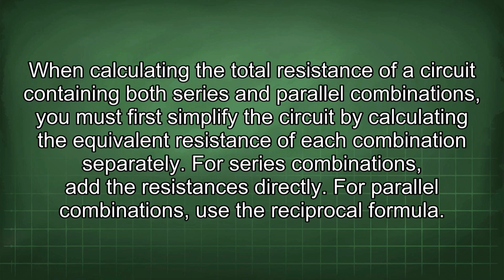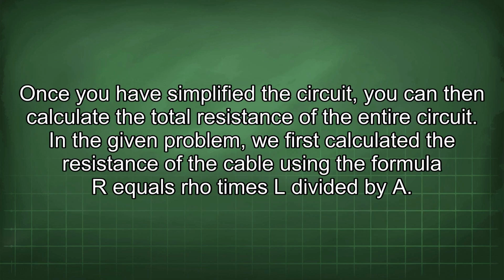When calculating the total resistance of a circuit containing both series and parallel combinations, you must first simplify the circuit by calculating the equivalent resistance of each combination separately. For series combinations, add the resistances directly. For parallel combinations, use the reciprocal formula. Once you have simplified the circuit, you can then calculate the total resistance of the entire circuit.